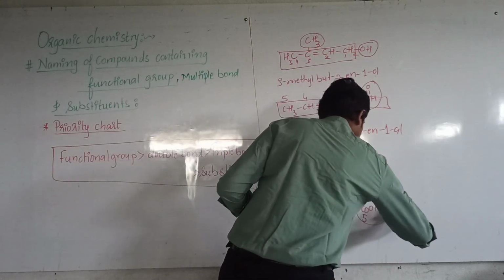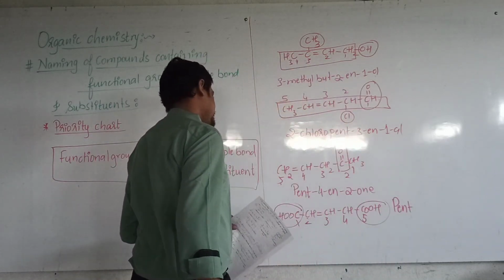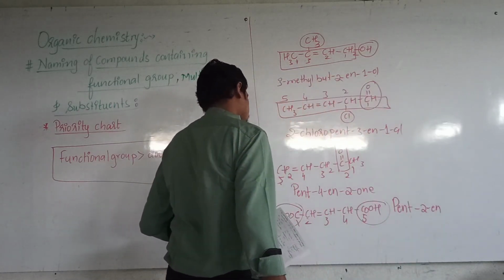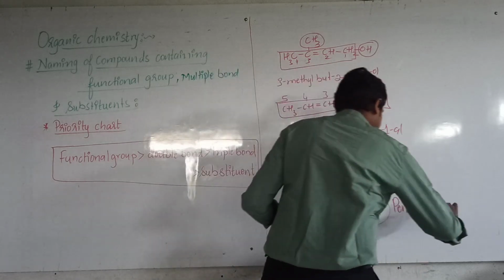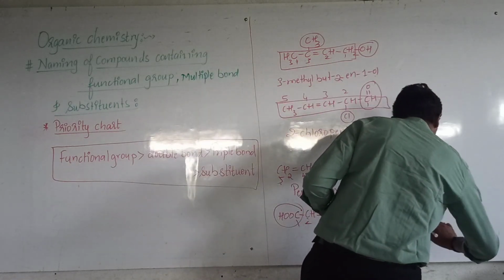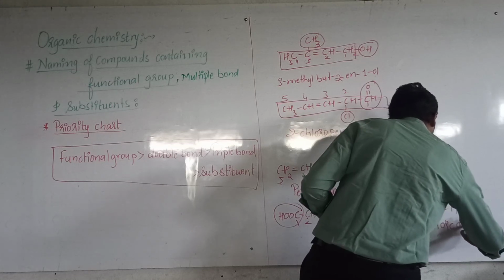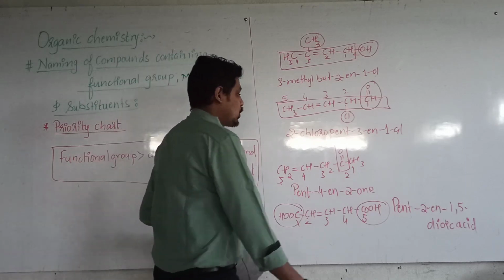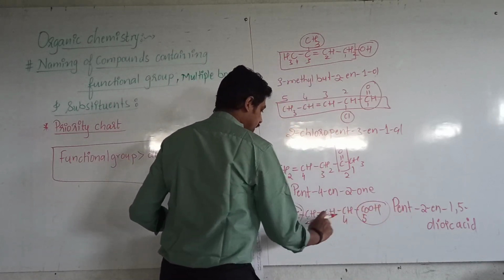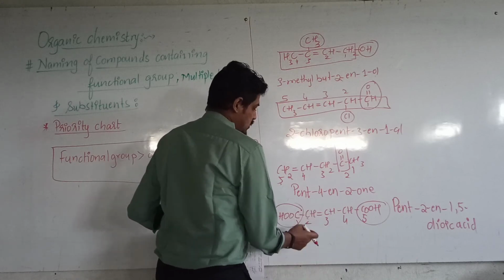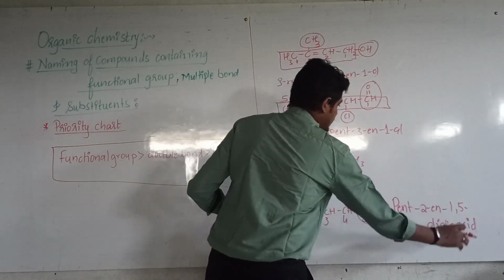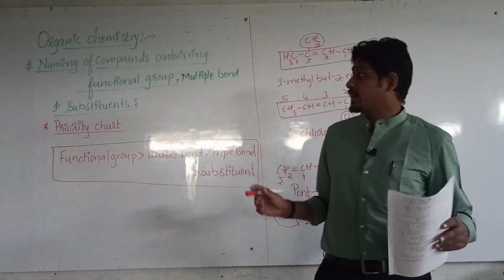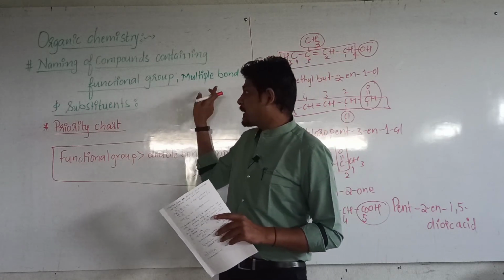So pent-2-ene-1,5-dioic acid. Why dioic? Because there are two carboxylic acid functional groups. So pent, 5 carbon atoms, and the second carbon atom is involved in the double bond. So pent-2-ene-1,5-dioic acid.